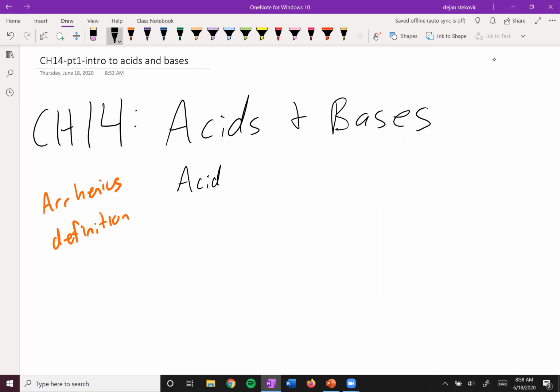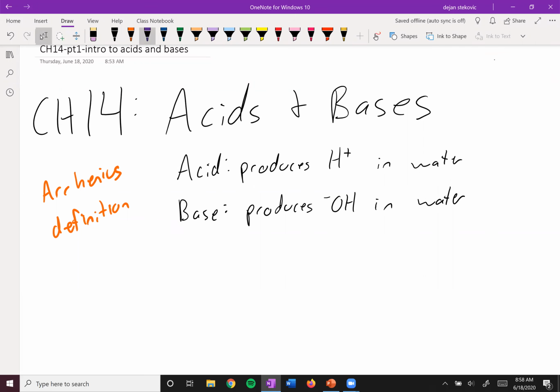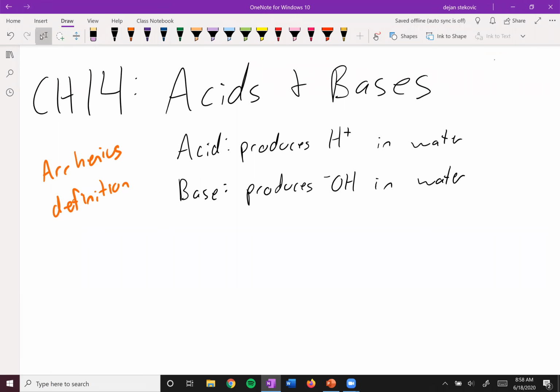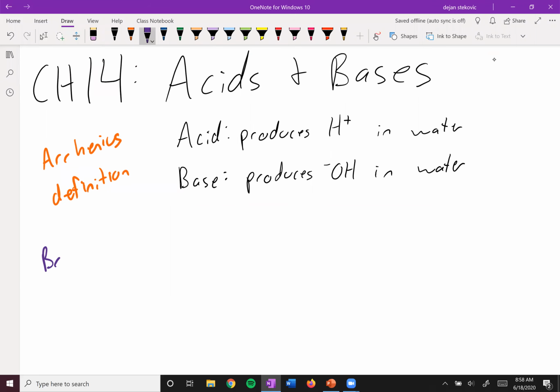What he said was an acid is something that produces an H plus in water, while a base produces hydroxide, OH minus, in water. He was specifically talking about water, but later on we learned that we can have acids and bases in all kinds of different stuff. And so out came the Bronsted-Lowry definition.